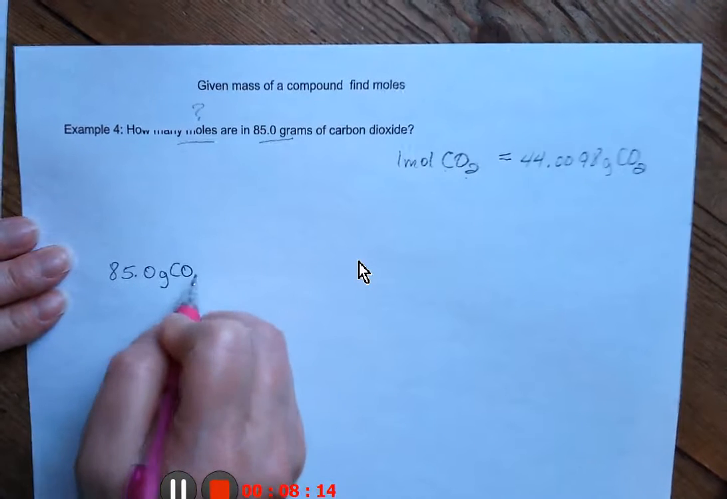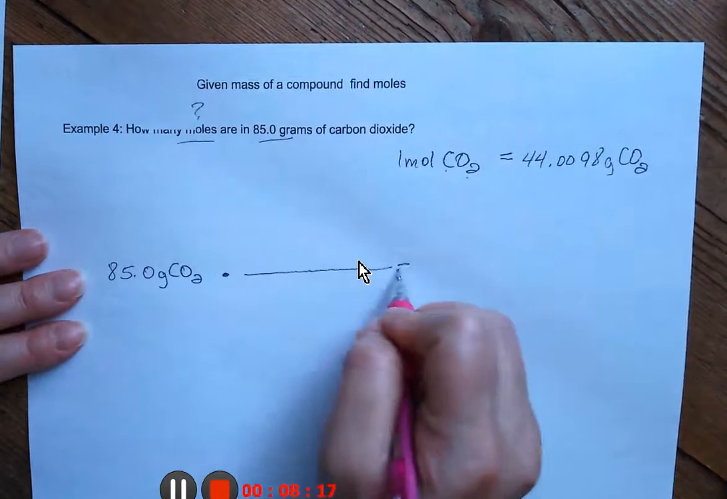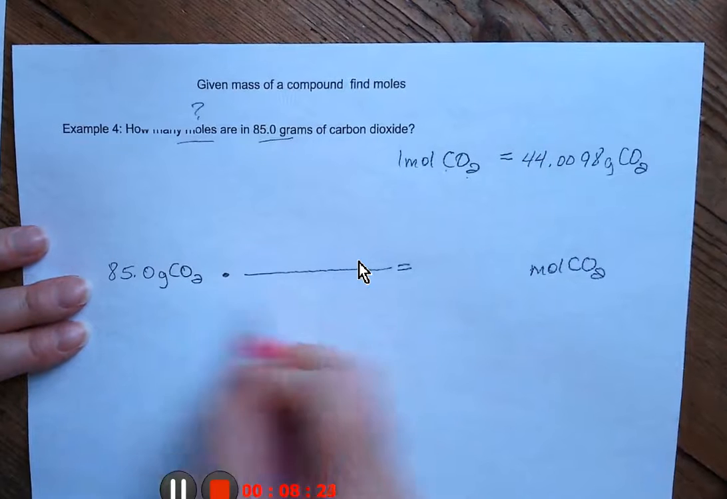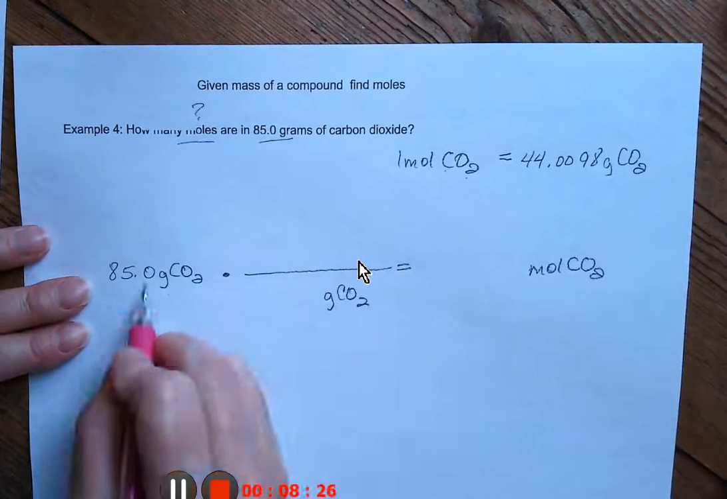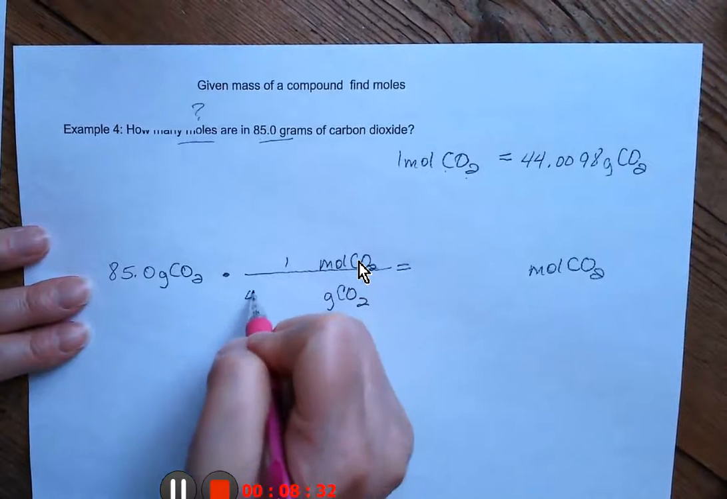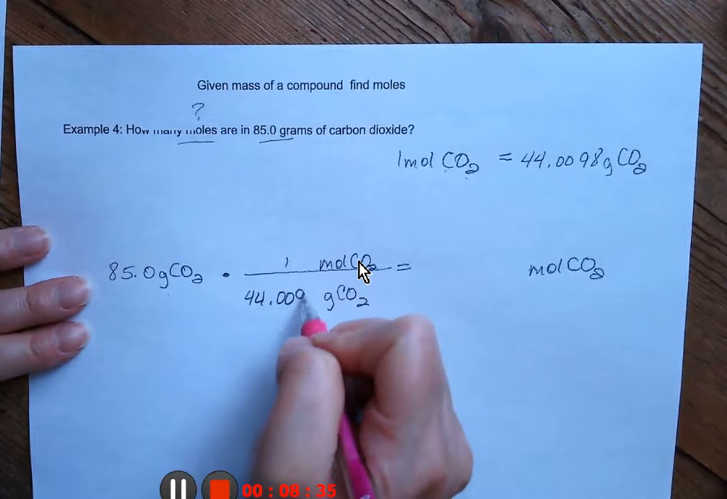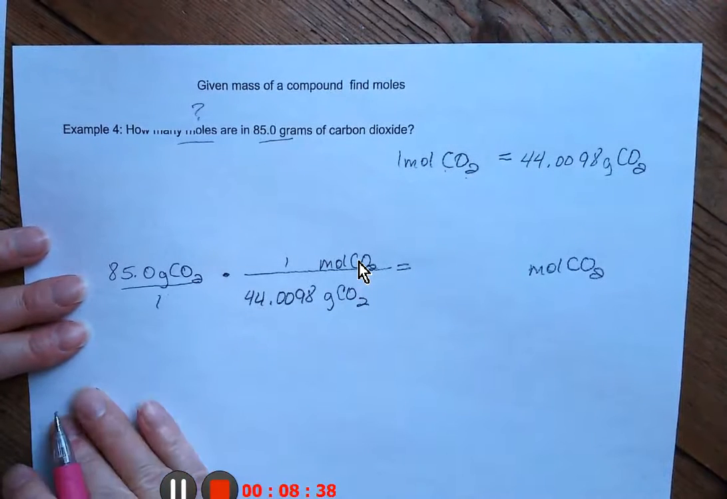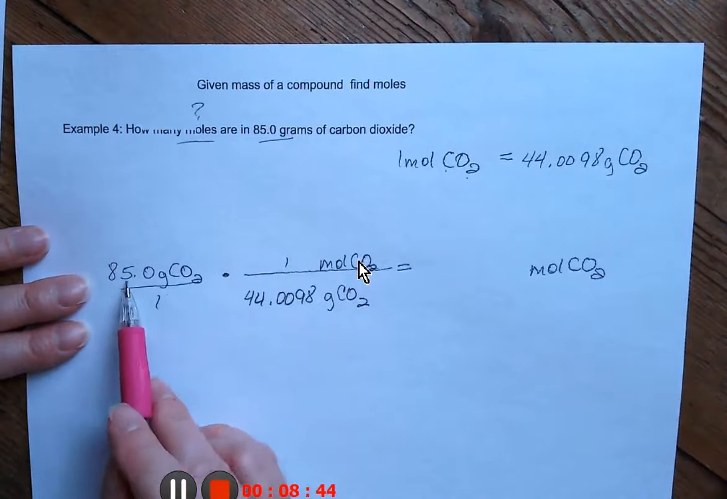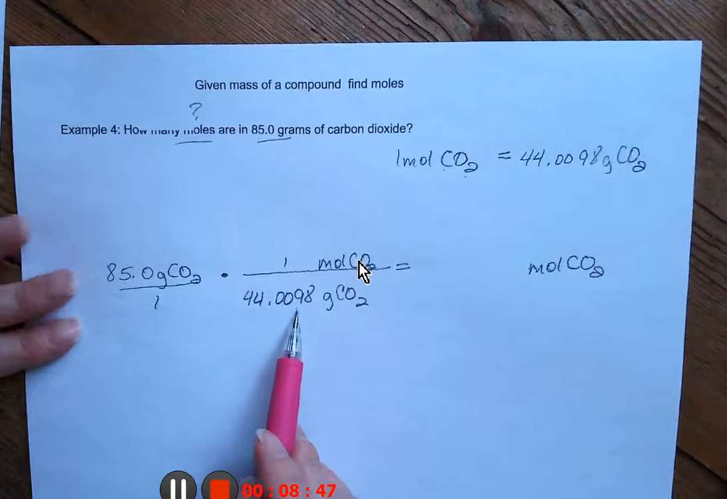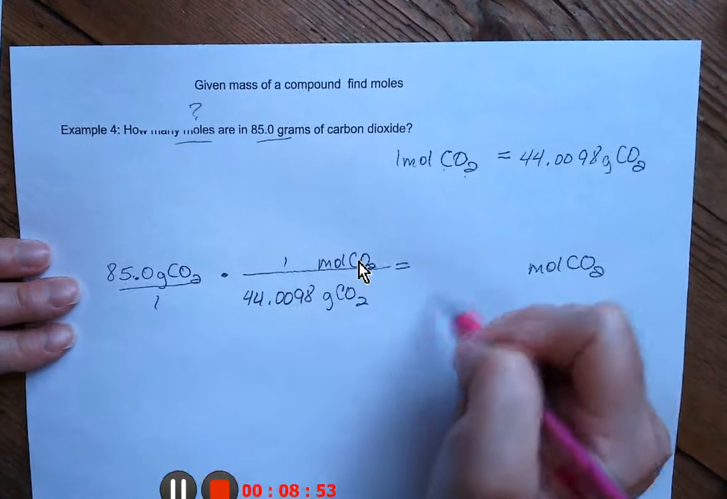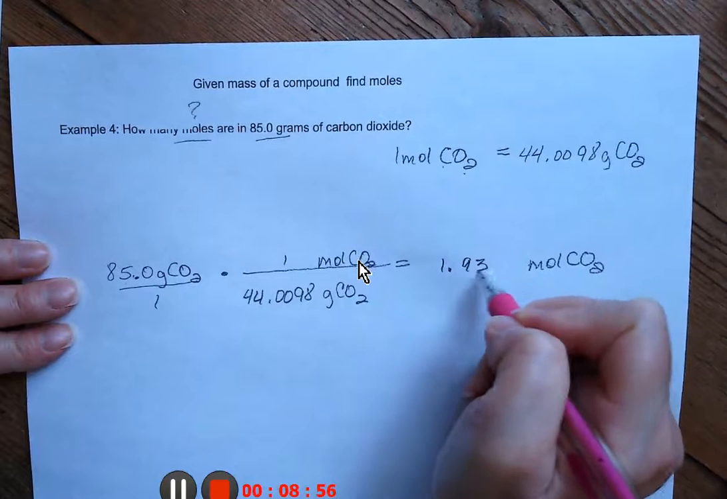So start off with the given. We're given 85 grams. And I want to know what that's going to be for moles. Again, I want grams to cancel, so I'm going to have to divide grams by grams and multiply by moles. So again, you can look at these as fractions. Fraction times a fraction. Product of the numerator divided by the product of the denominator. So really this is just 85 divided by 44.0098. And following significant figure rules and rounding rules, you end up with a final answer of 1.93.